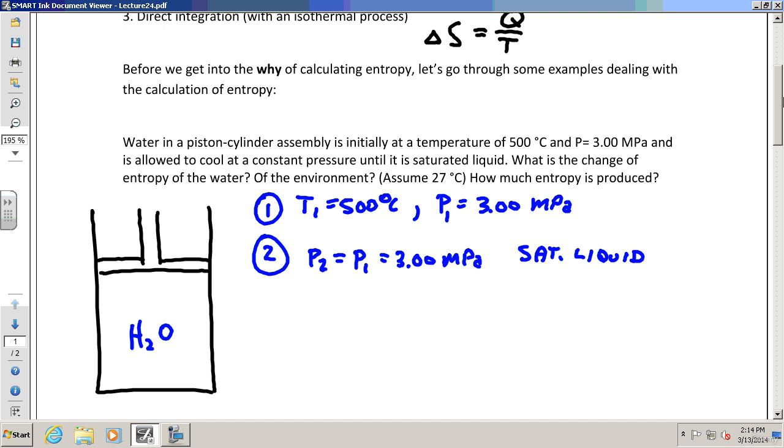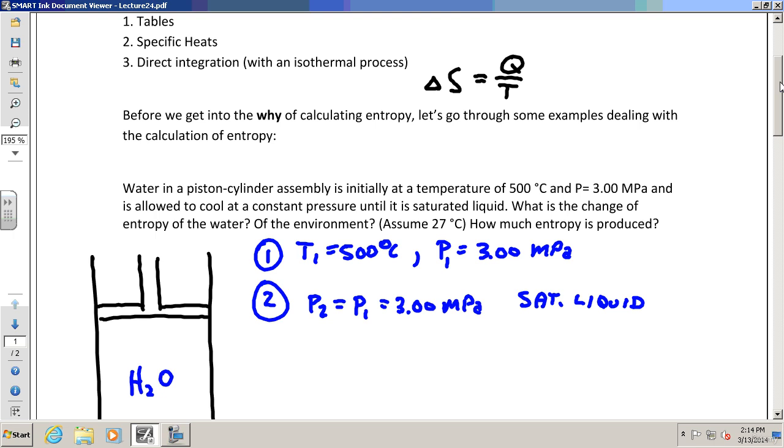Now, before we get started, I want you to remember a couple concepts. I want you to recall what I said last time. Entropy flows with heat. Wherever the heat goes is where the entropy goes. That's a really important concept that you need to remember, because entropy is Q over T.